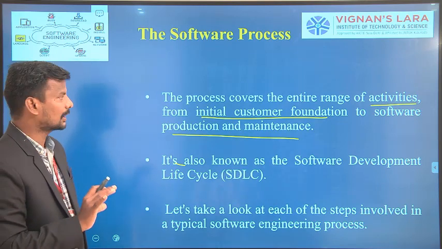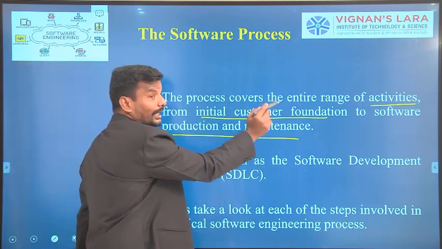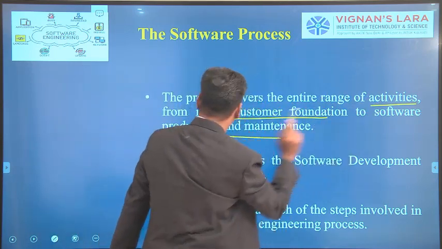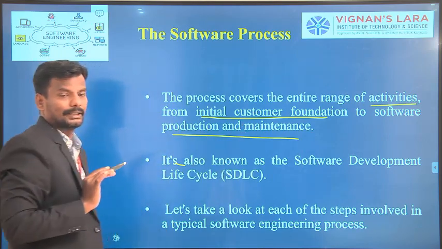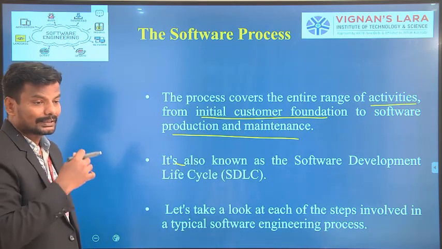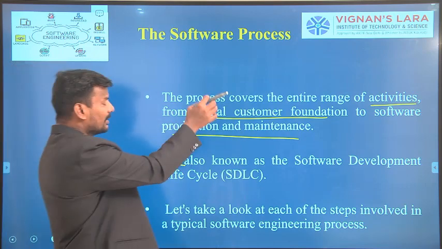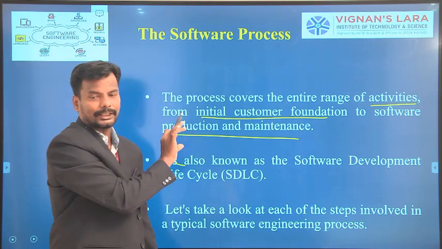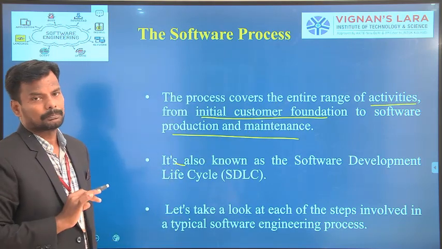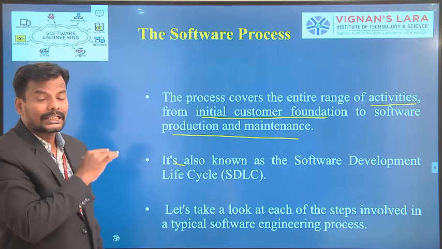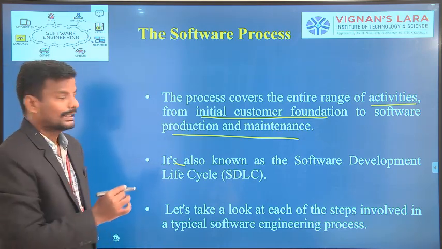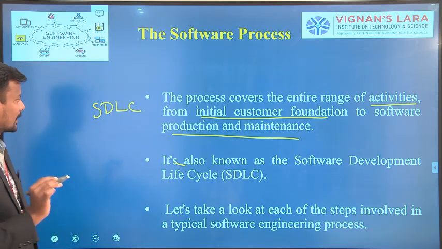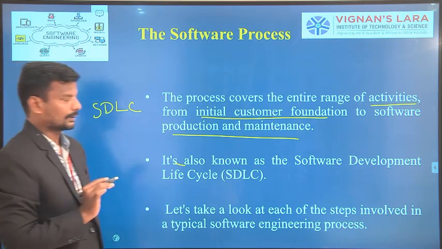So what is the software process? The software process covers the entire range of activities from initial customer communication to the software production and the maintenance. What are the things we have to do and what are the things we need? Everything we describe in this, from customer communication to software production and maintenance. That is called the software process. It is also called the software development life cycle, SDLC.